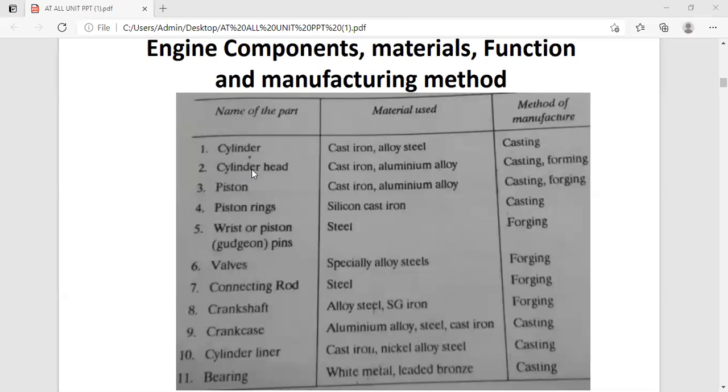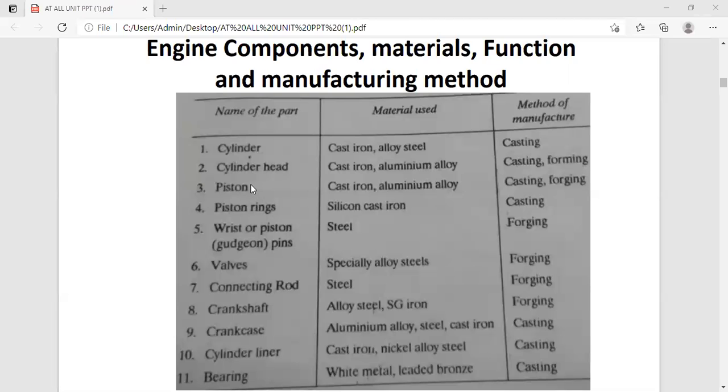So the space is provided to carry the valve mechanism. The spark plug is fitted over the cylinder head, and the materials we are using are cast iron and aluminum alloy, and the manufacturing methods we are using are casting and forging.